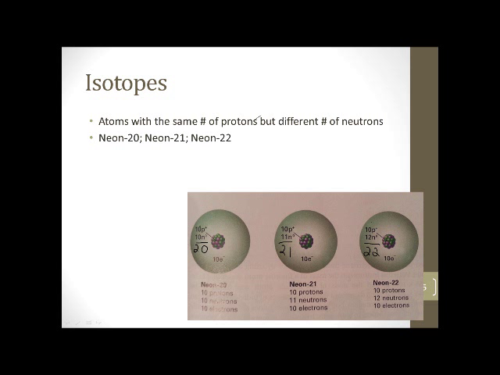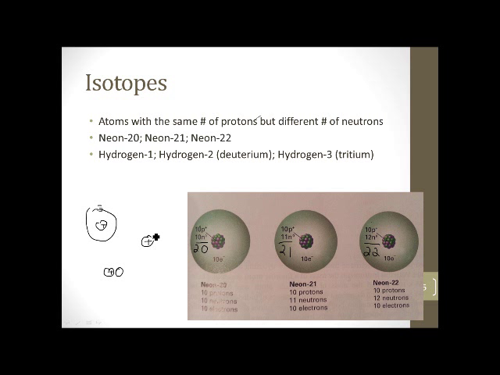Another common example is hydrogen. You can have hydrogen 1, which has just the one proton, the one electron out here around it. You can also have hydrogen 2, which in the nucleus is going to have one proton and one neutron. Hydrogen 2 is referred to as deuterium. And you can also have hydrogen 3, tritium, which still has just one proton, but now it has two neutrons. These are called isotopes of hydrogen, the same way that these are isotopes of neon.